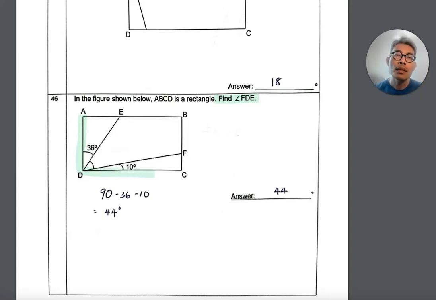They're asking you, what is the angle FDE? F is here, D is here, E is here. So this angle that is formed by these 3 points, this angle here that I'm shading, this is the angle you're supposed to find. You cannot use a protractor, you will not get the correct answer. Since you know this whole thing is 90, you take away 36, you take away 10, and you will get the answer 44 degrees.